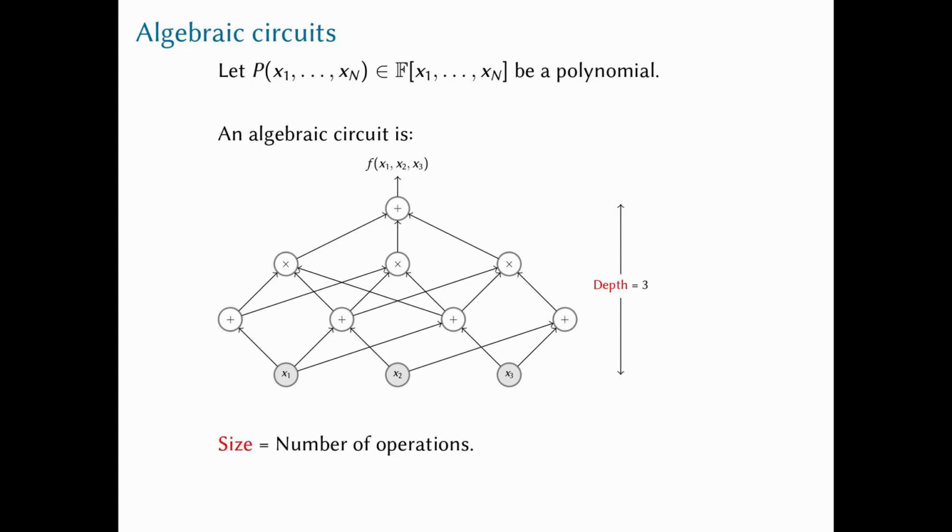Second, the other parameter is the size of the circuit, which is the number of operation nodes. Finally, in the particular case where the underlying graph is a tree, we'll call such a circuit a formula.